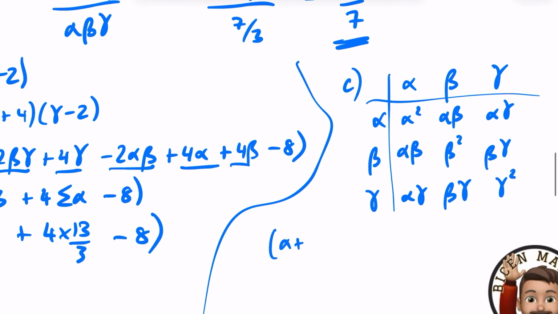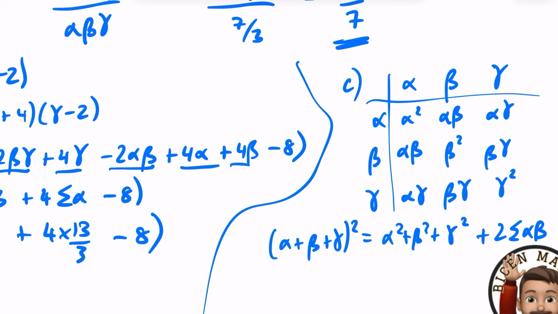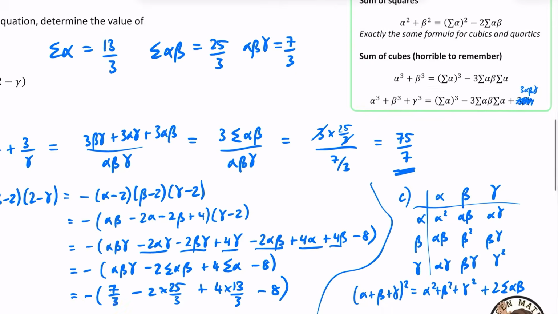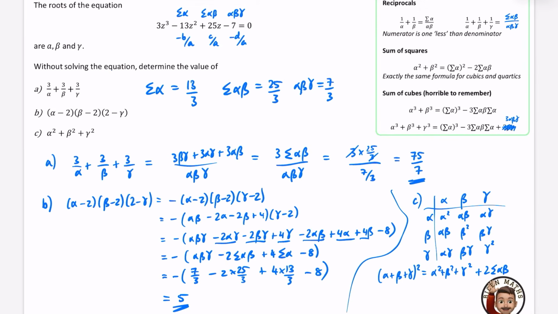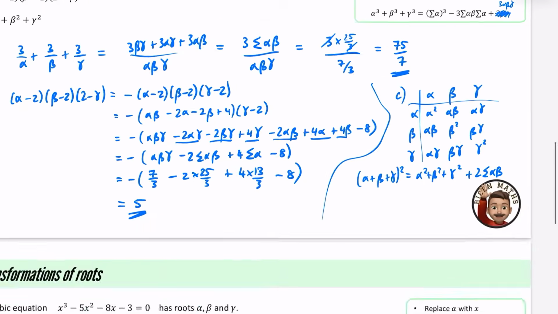So alpha plus beta plus gamma all squared is alpha squared plus beta squared plus gamma squared. And you should notice that we've got 2 of the pairs, 2 the sum of the pairs. And that is where this formula has come from, okay? The sum of the squares. Alpha plus beta plus gamma squared is going to be this thing. It's the sum of the roots all squared minus 2 of these.